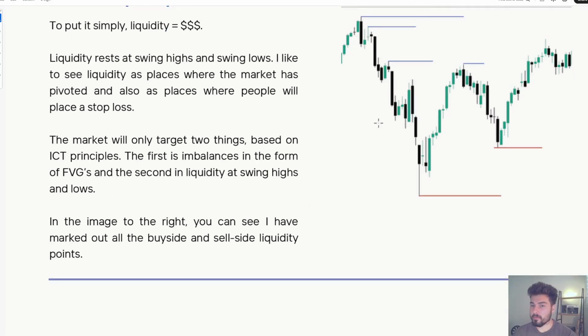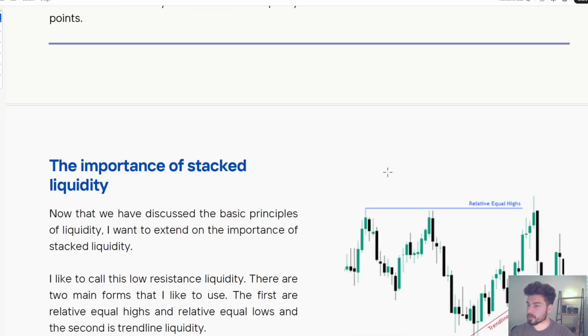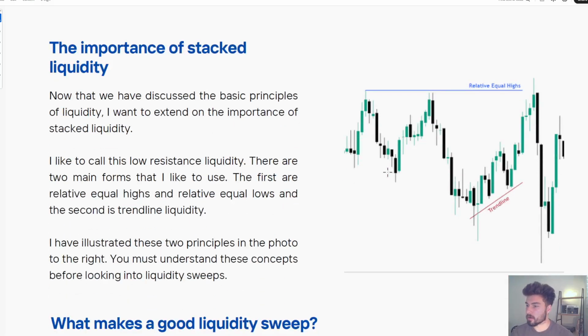So in the image to the right, I've marked out all those things, but let's just get to the next example, because I want to talk about the importance of stacked liquidity, the importance of relative equal highs, relative equal lows, and also what is good liquidity.